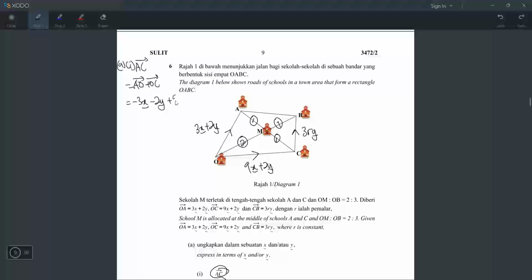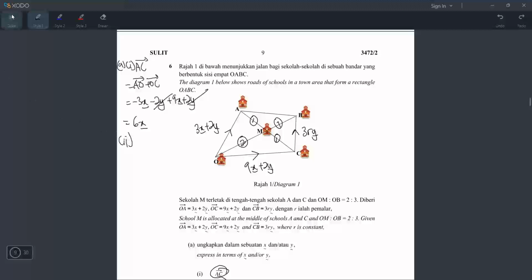OC is given already, 9x plus 2y. If you don't put bracket also tak apa, because the front of the bracket is plus. If the front of the bracket is plus, you are safe. But if the front of the bracket is minus, then you have to be careful. Because if it's minus, then you have to change all the signs inside the bracket, right? Okay, negative 3x plus 9x is 6x. Negative 2y plus 2y is 0. Means can cut. So this is your answer.